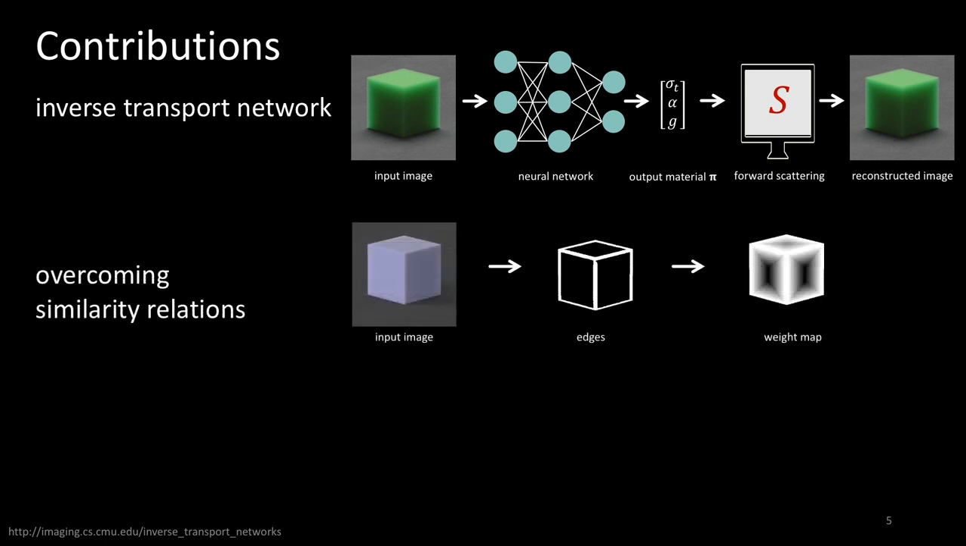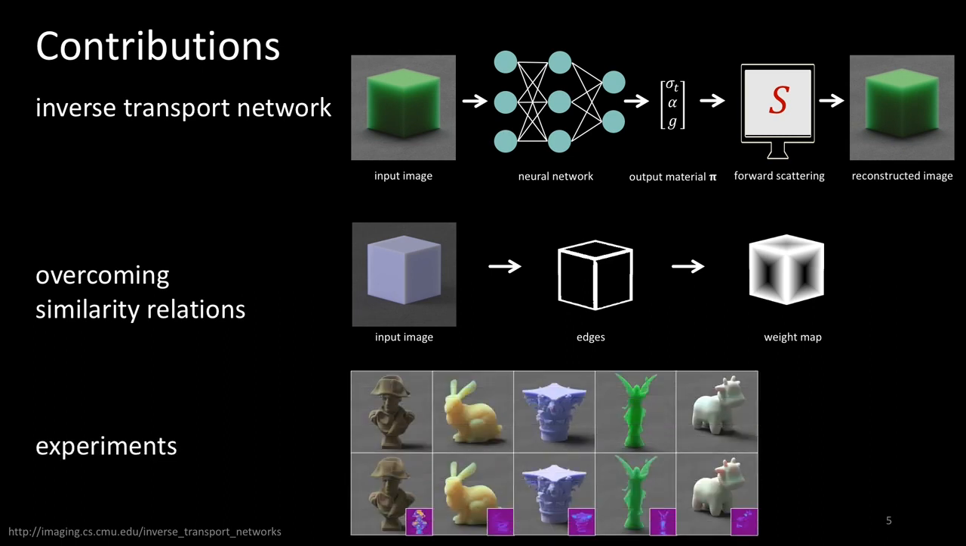We then show how to modify this pipeline so that it can tackle a class of ambiguities called similarity relations that confound inverse scattering. Finally, we create a new dataset of 30,000 rendered images of translucent materials and use it to evaluate our inverse scattering pipeline. Let's start with the first part.